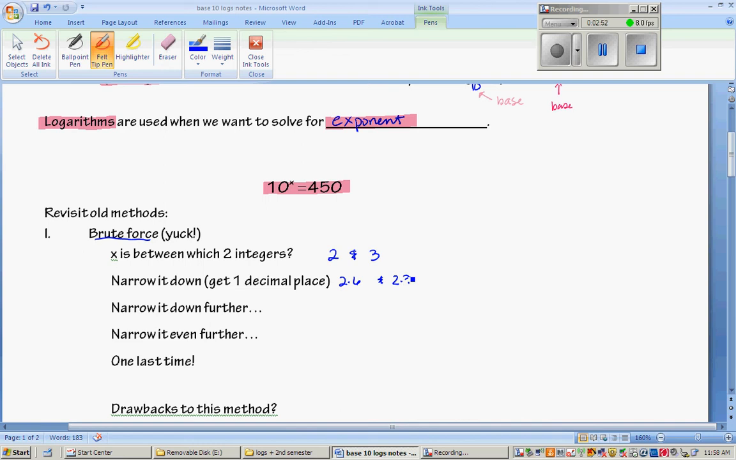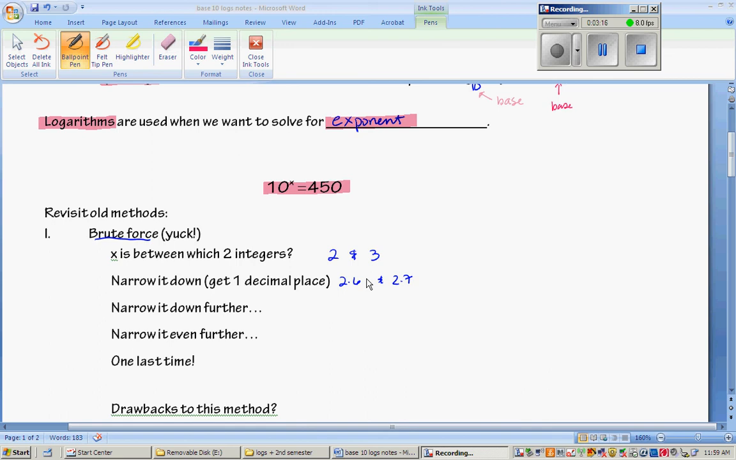So you should take a moment, time yourself on this, and narrow it down further so that you get between 60 and 70. What number should it be? Then you're going to narrow it down even further, all the way down one last time, and get as close as is humanly possible to 450. And then undo the pause button, and let's see what the answers are.